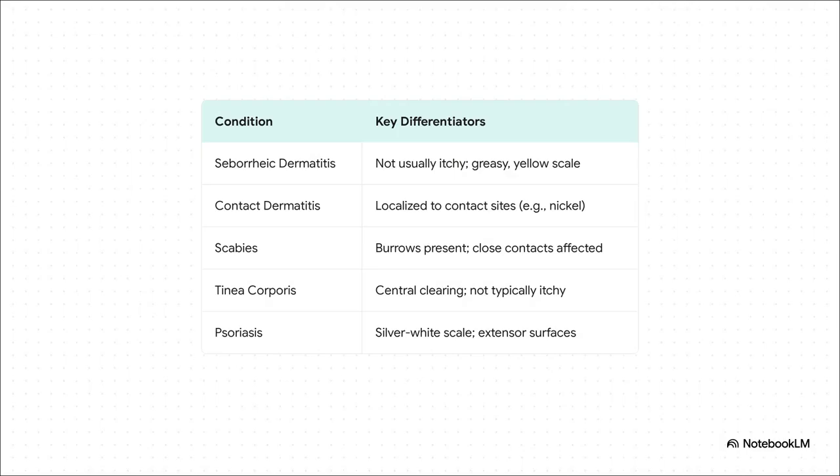This table is basically your clinical cheat sheet. It's incredibly high yield. For the little ones, seborrheic dermatitis is a big one to rule out. The key differentiator? It's typically not itchy, and it has that greasy yellowish scale.